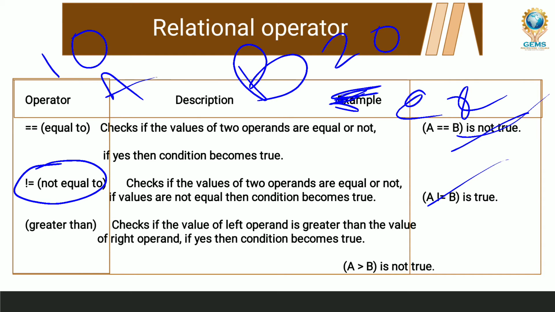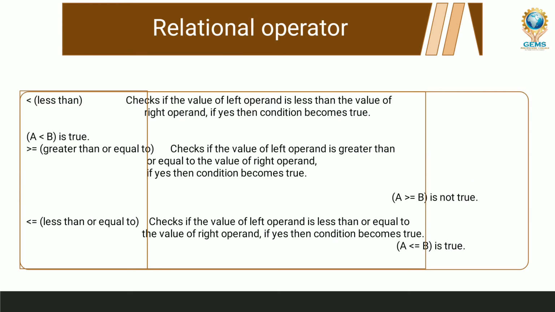Next, greater than. A greater than B is not true because A is less than B. That's why it is not true. This is the comparison symbol, greater than.